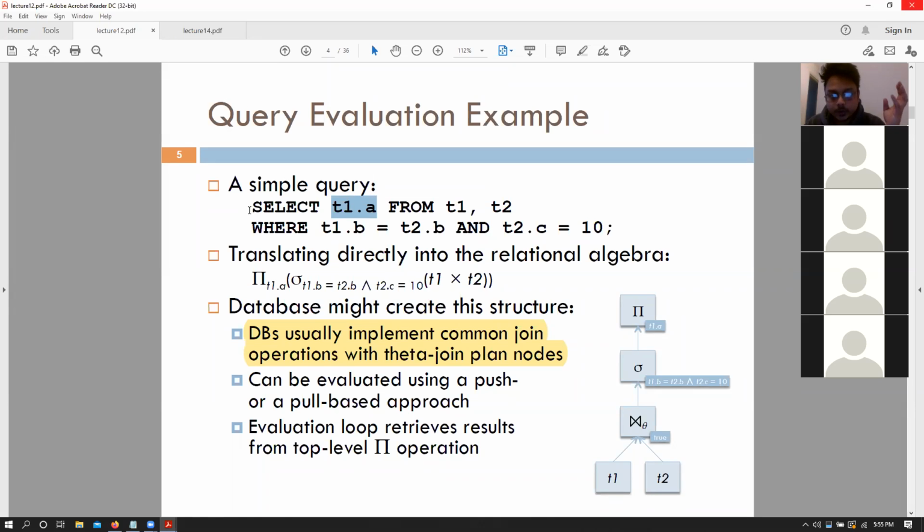So this particular query can be translated directly into a relational algebra model, right? We know that it is T1 comma T2, so we need to perform a Cartesian product on that. So T1 cross T2, and then essentially we perform a select operation, T1.b equals T2.b and T2.c equals 10, right? And then we project out T1.a. These are all fairly simplistic things. We talked about these in the first week, right?